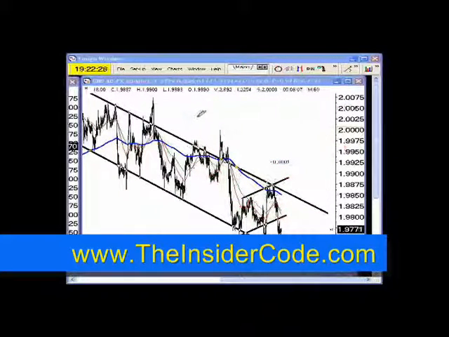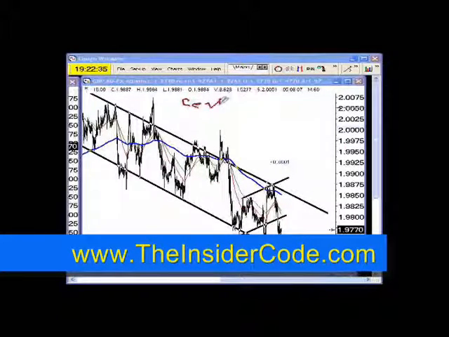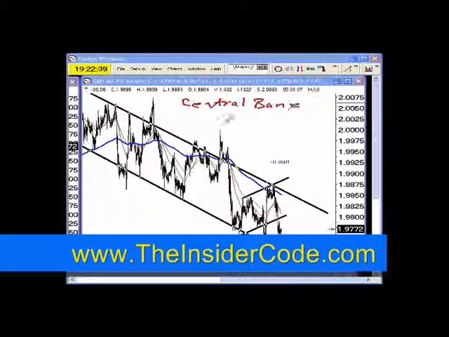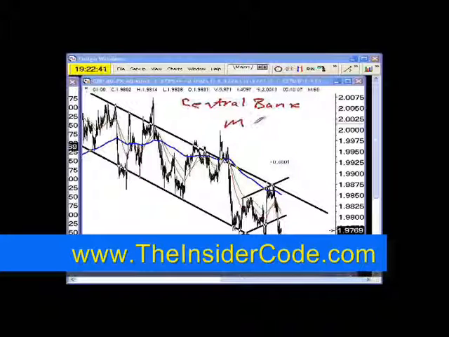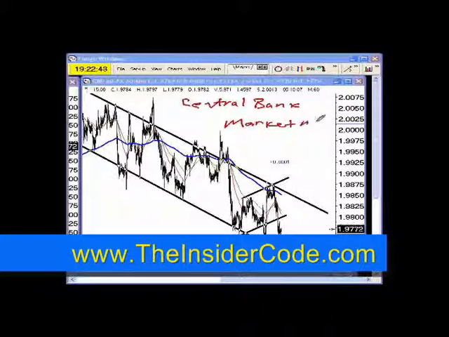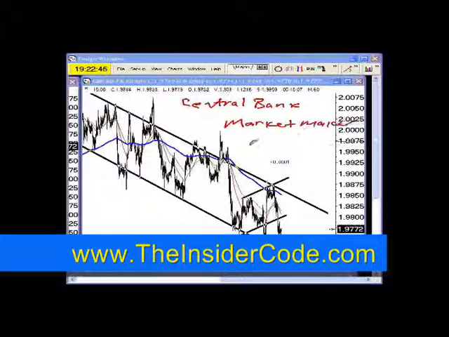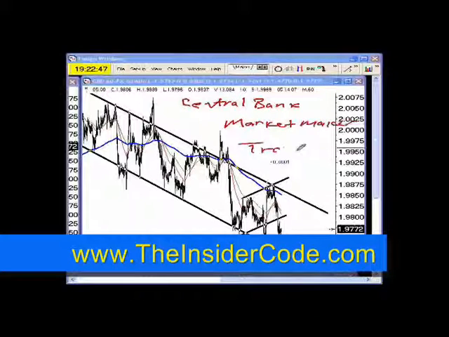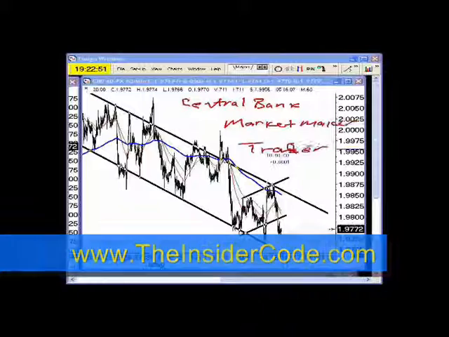So if we're talking about a supply chain, okay, so we've got the central bank, we have the market maker, and then we have the trader.